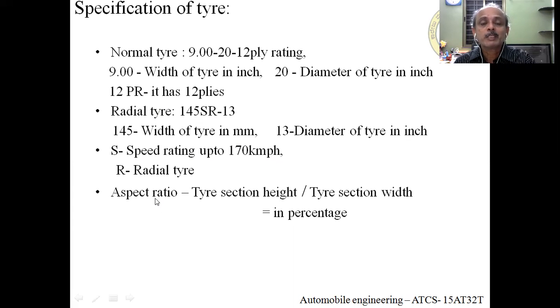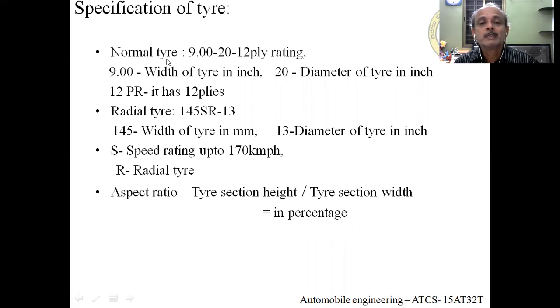And then the aspect ratio is given. So what is the aspect ratio? The definition is the tire section height to the tire section width. It is a ratio. Whatever we get should be expressed as a percentage, the aspect ratio. That is the tire specification.